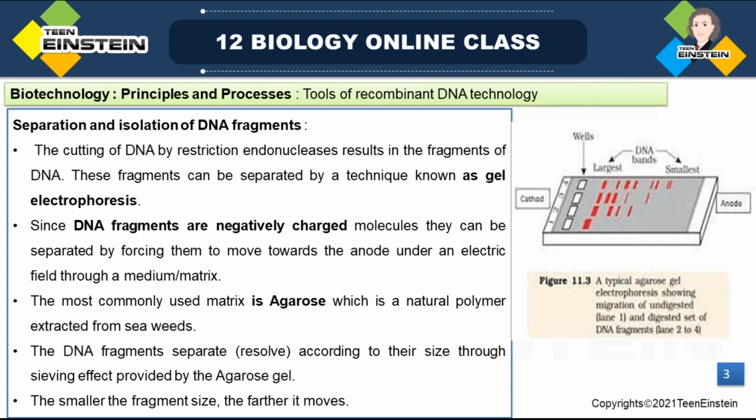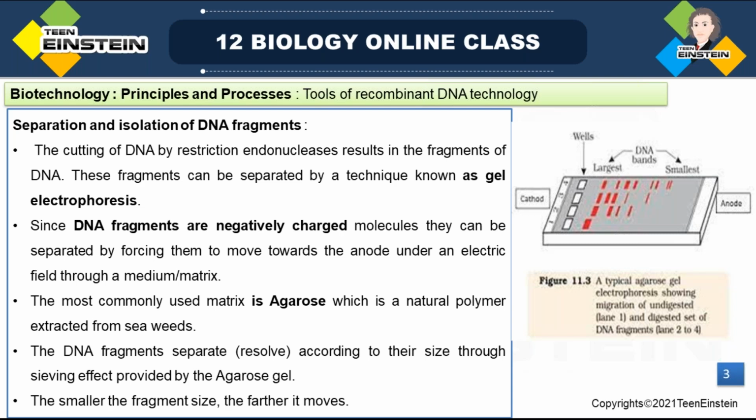So you know that DNA is negatively charged. What is the charge of DNA? Negative charge. DNA is negatively charged. So DNA fragments are getting separated by forcing them to come towards the opposite charge. How to get your gene of interest in a DNA fragment, and how to separate those fragments of DNA? The DNA fragments are negatively charged, so we are separating them by forcing them to move towards the opposite charge.